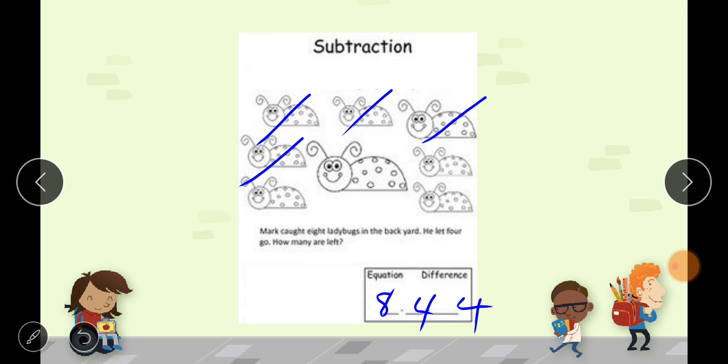So don't forget to always write the name of whatever you were told to work with. So here we're told to work with ladybugs. So we write ladybugs. So we have 4 ladybugs left. Let's move on.